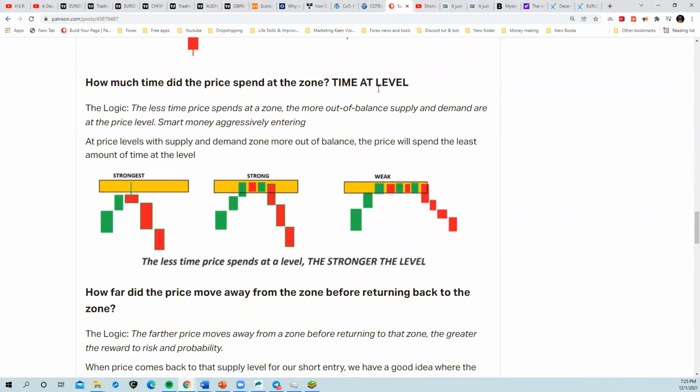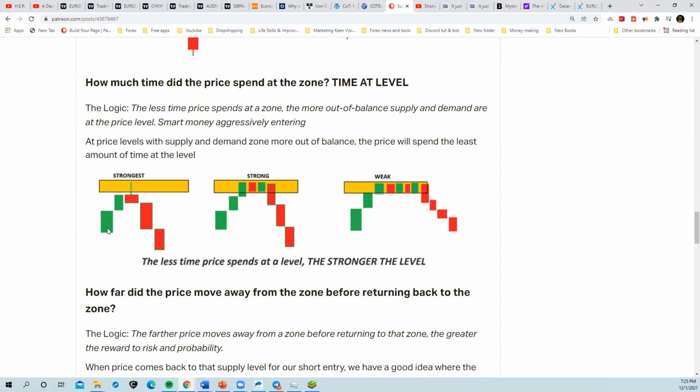Now, how much time did price spend at that zone? Time at the level, so time over price. One thing you could jot down or always remember is the longer price stays, well, let me go through this first, because there's a situation where if price stays in consolidation, generally the longer the time price stays in consolidation, the more extreme the move. But looking at this example, the quicker that price moves from the supply zone, the more extreme the move. So don't confuse the two.